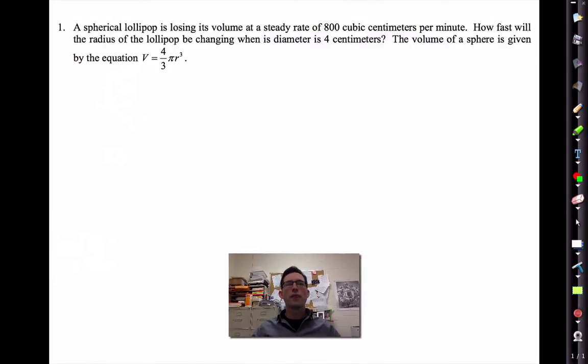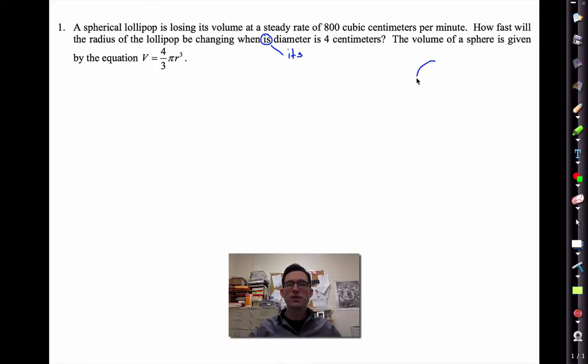A spherical lollipop is losing its volume at a steady rate of 800 cubic centimeters per minute. It's kind of how many licks does it take to get to the center. How fast will the radius of the lollipop be changing when its diameter is 4 centimeters? There's a little bit of a typo there. My apologies. This should be its diameter is 4 centimeters. The volume of a sphere is given by the equation V equals 4/3 pi r cubed.